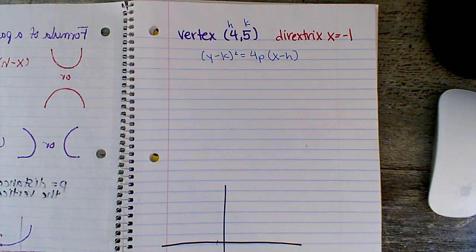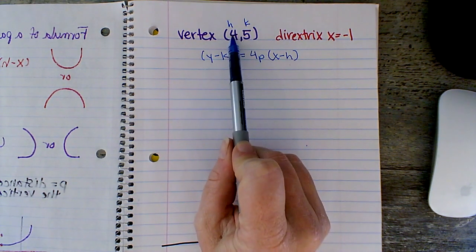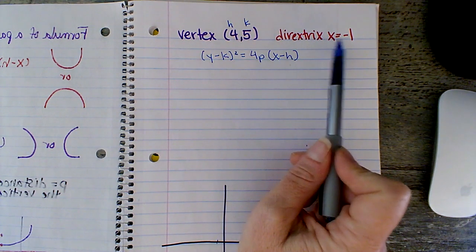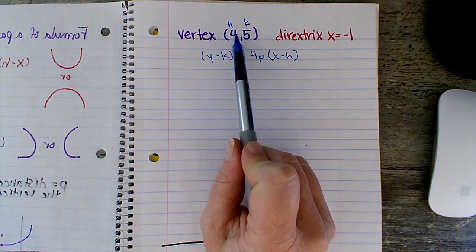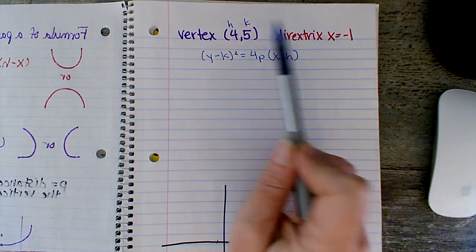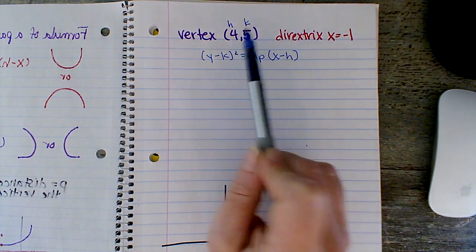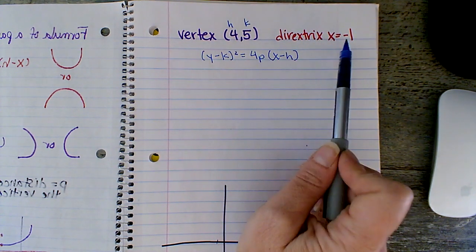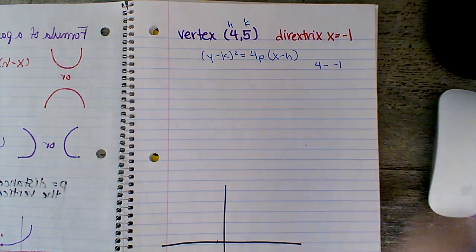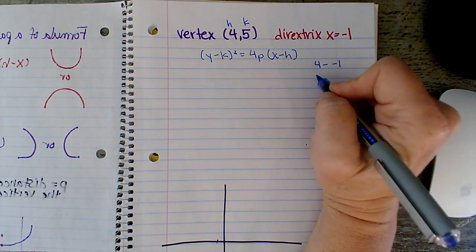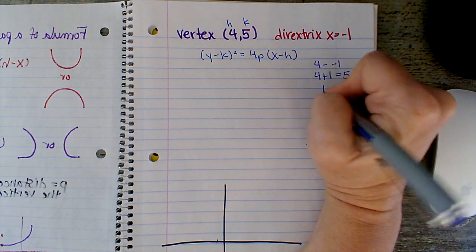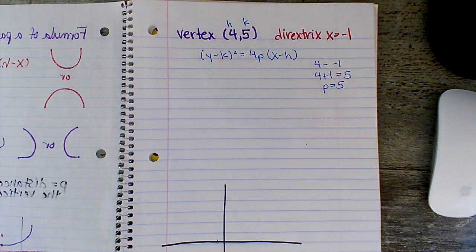So here's the easy hint. Remember, although I labeled these h and k, it's still an x and y value. So if my directrix is an x value, I'm just going to say my x value here minus this guy. If this were a y, I would say my y value minus this guy. But since it's an x, I'm going to say 4 minus negative 1. Okay, well, what is 4 minus negative 1? Those two negatives bump into each other and become a positive, so it's 4 plus 1, which equals 5. So now I know that p equals 5.